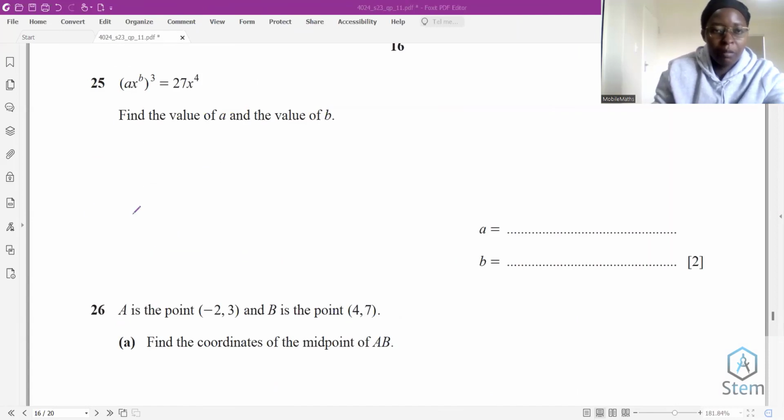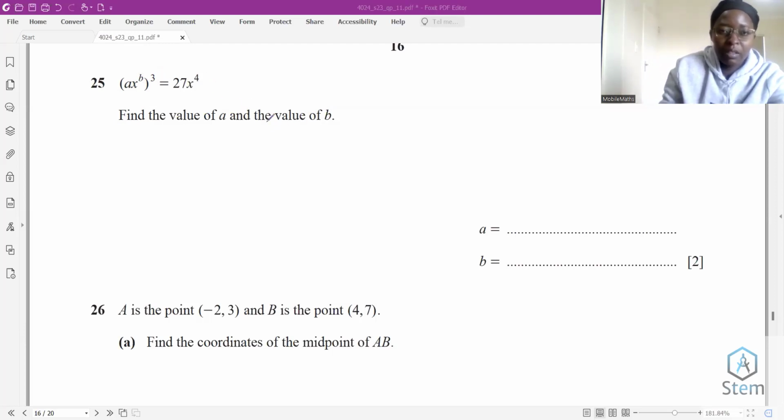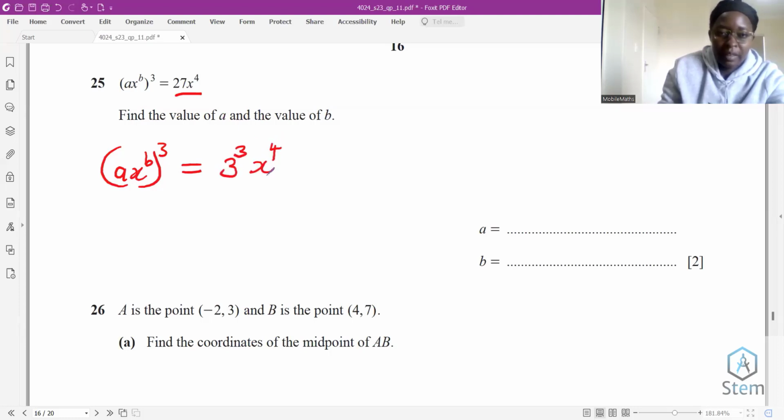Number 25, we have a x to the power of b, in brackets, to the power of 3, and this. So we want to find the value of a and b. The easiest way we can do is to rewrite this number 27x to the power of 4 in the format of a x to the power of b, to the power of 3. So we can have a x to the power of b to the power of 3 is equal to 27, which is 3 to the power of 3, and then we have x to the power of 4 like this.